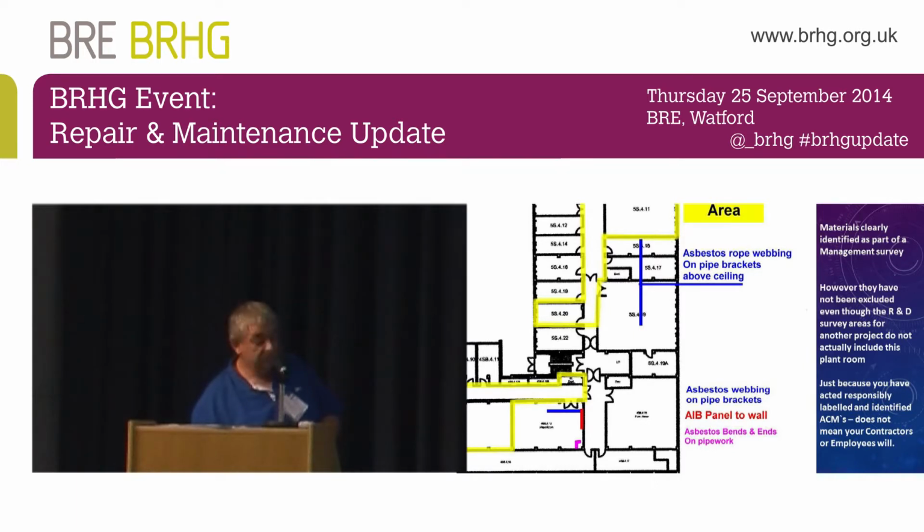That's it there, right there, that's where that asbestos was. There's an AIB panel on the wall. This is asbestos rope on pipe brackets above ceilings. There's a good old yellow box where the Wi-Fi guys were working.